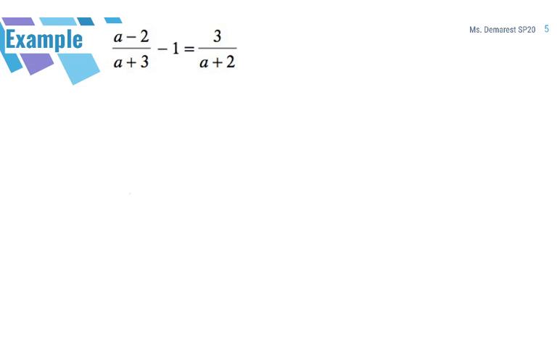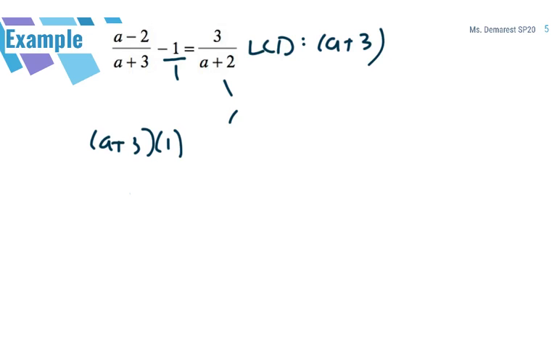So the first thing we need to do is pick out the LCD. Again, we have a 1, so I'm just going to put it over 1 so that I can see that it's a fraction. When I'm picking out the LCD, I always start with the first fraction and write down the denominator, because that has to be part of it. Remember, a least common denominator is talking about factors of it. So a plus 3 factored is really a plus 3 times 1, and a plus 2 factored is really a plus 2 times 1.